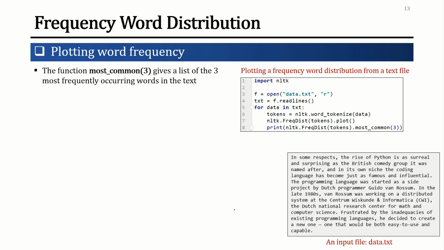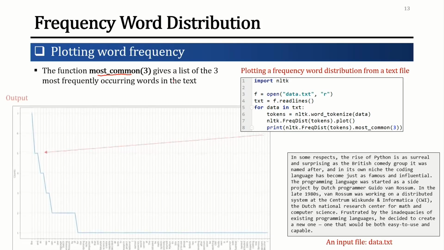So next we will look at the function most common. The function most common here gives us a list of terms that are appearing in the text. So if we provide the number 3, it will give us the 3 most frequently occurring words in the text. So how can we use this?